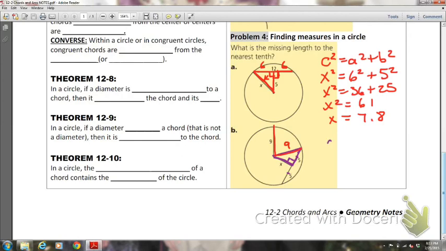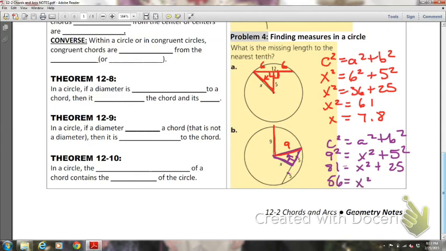So let's use the Pythagorean theorem again. C squared is a squared plus b squared. This time your hypotenuse is the 9. So 9 squared is equal to the legs are the x and the 5. X squared plus 5 squared. So you have 81 is x squared plus 25. Subtract the 25 from both sides. X squared is 56. Take the square root of both sides. To the nearest tenth, x is equal to 7.5.